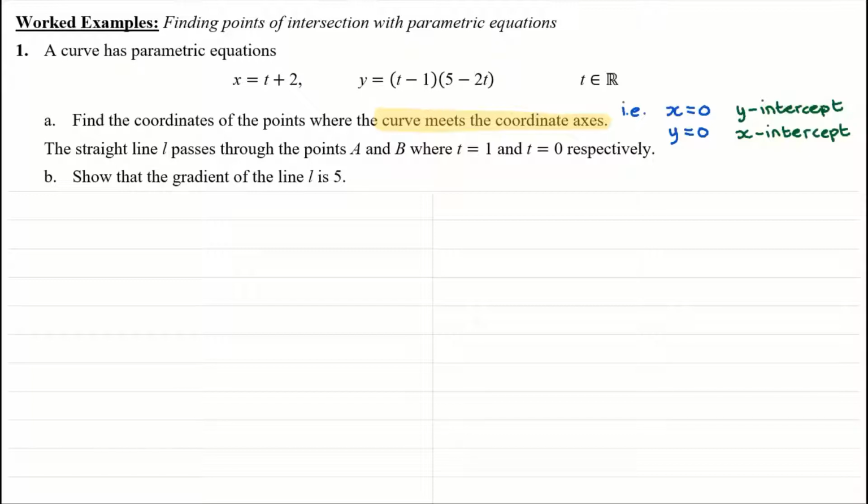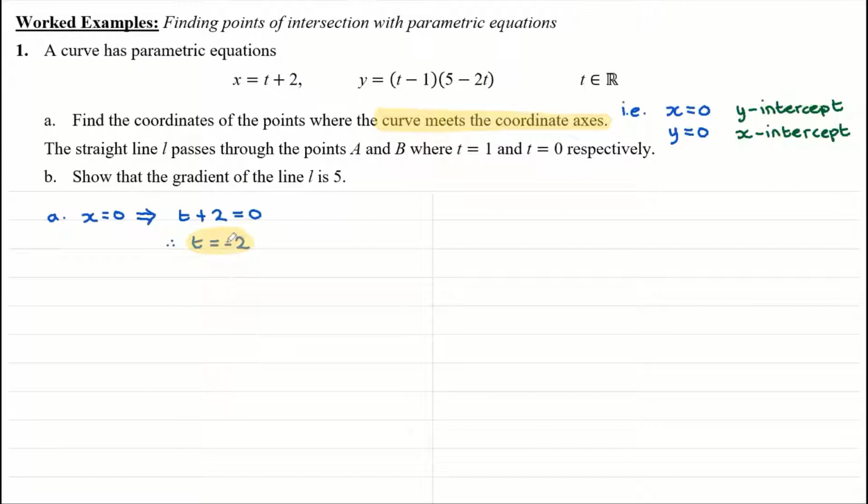All right, so if we set x equals to 0 for part A, let's see what happens first of all. So when x equals 0, what does that tell us? Well, it tells us that t plus 2 must equal 0. In other words, t must equal negative 2. And now we have that information. This value is really important because this tells us the parameter, the value of t when the y-intercept occurs.